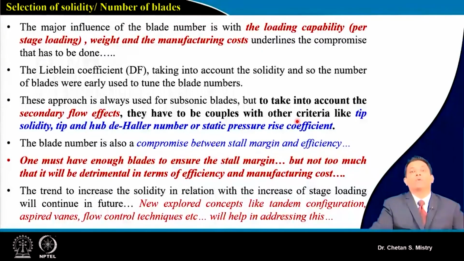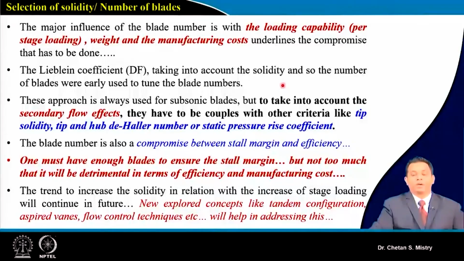Suppose we are talking about an industrial compressor used for power generation. There the major concern is the cost, and we do not have any constraints on the length of the engine. Under that configuration, the selection of the number of blades does not play a major role. We can increase the number of stages. But in aero engine applications, where we have a restriction on length, we need to play with all these parameters: blade loading, weight, as well as manufacturing cost.